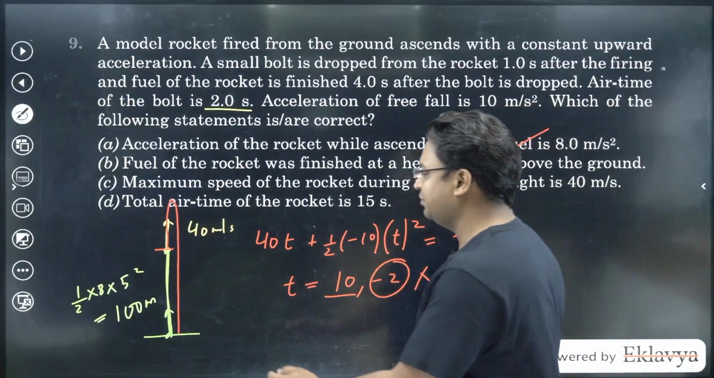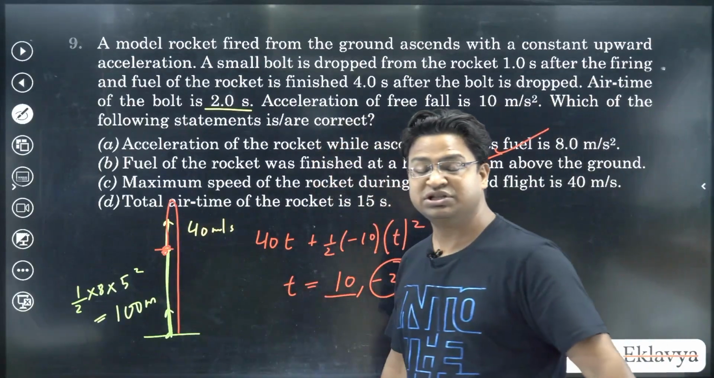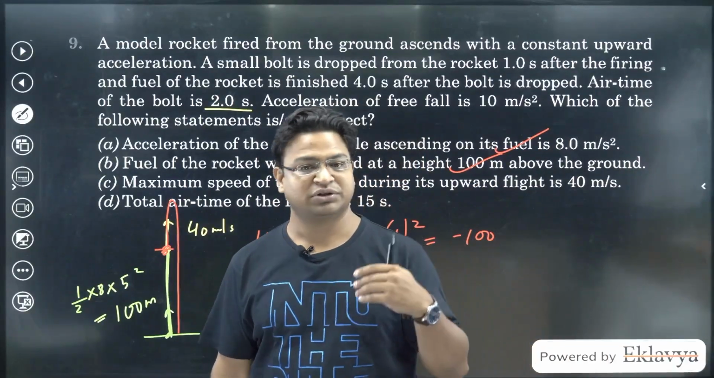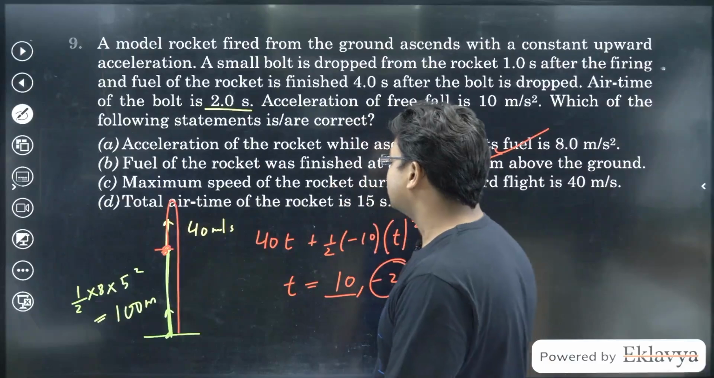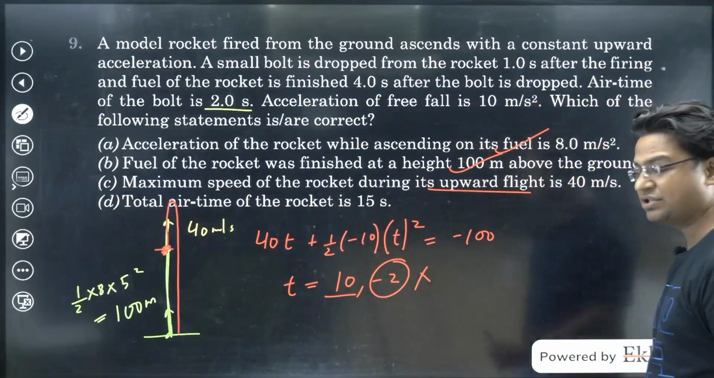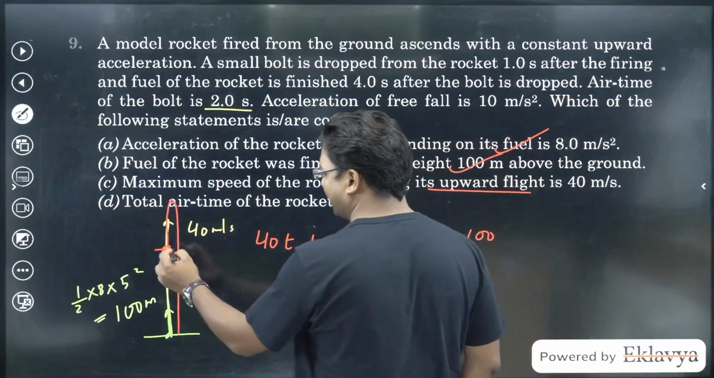Maximum speed of the rocket during its upward flight. So maximum speed would be at this point. Till the time its engine was working, it was accelerating, and after that, because the acceleration was downward, the speed will begin to decrease. So it clearly mentions the upward flight. That is a good thing, because here the speed was 40.